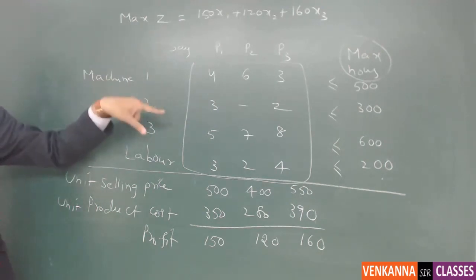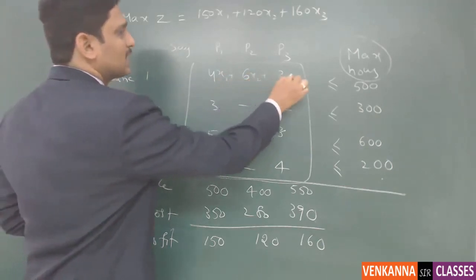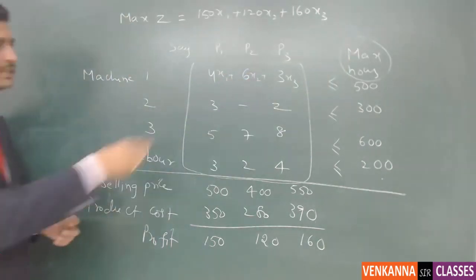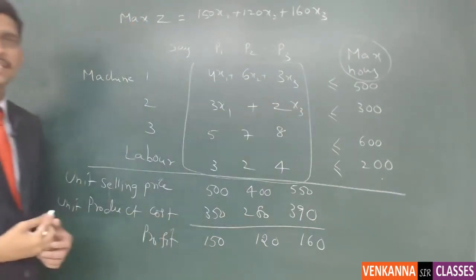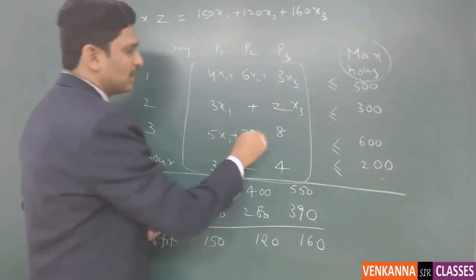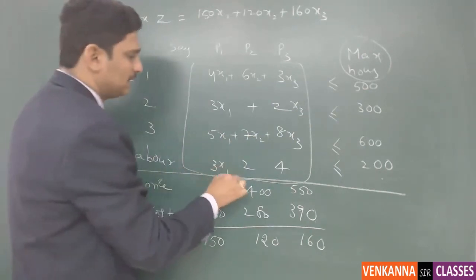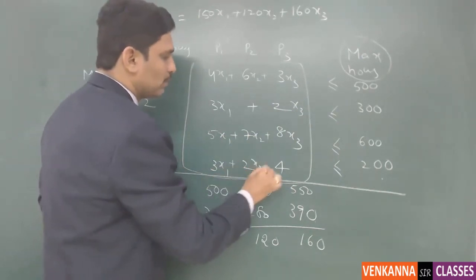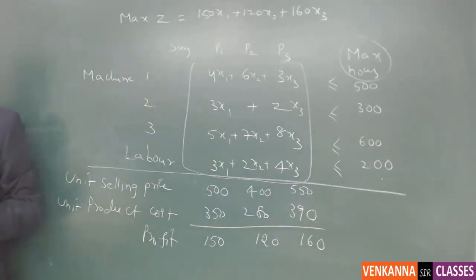Subject to the constraints, you simply write that 4x1 plus 6x2 plus 3x3 is less than or equal to 500. 3x1 plus 2x3 is less than or equal to 300. 5x1 plus 7x2 plus 8x3 is less than or equal to 600. And 3x1 plus 2x2 plus 4x3 is less than or equal to 200. These are the constraints. Any doubts for anybody? That is the formulation of LP.